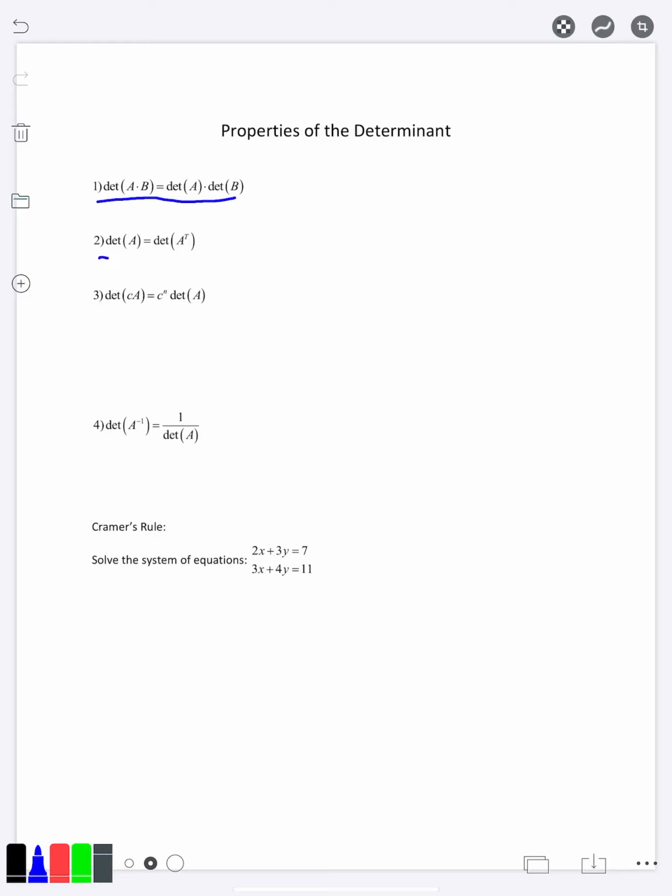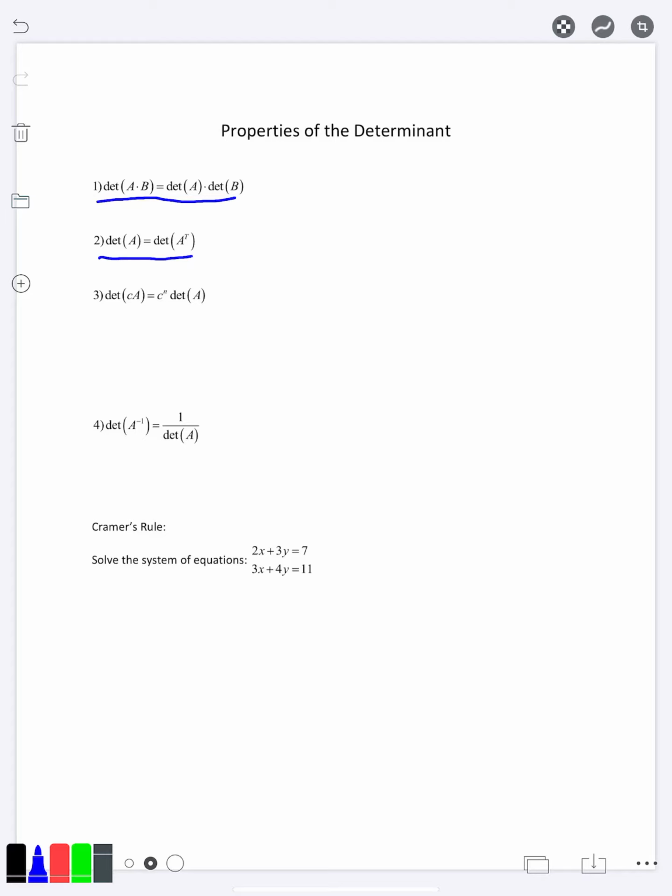The next one is the determinant of a matrix and the determinant of its transpose are always the same answer. This is just showing you that it doesn't really matter whether rows are rows or columns are columns. You can switch them around and you're still going to get the same determinant here.